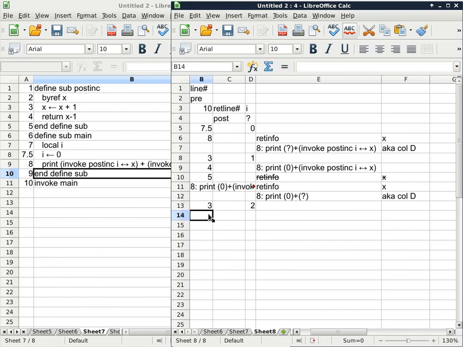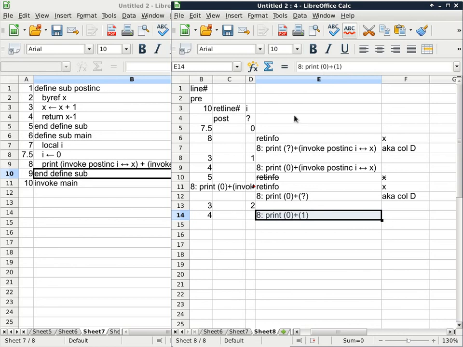So now we move on from line 3 to line 4. Line 4 is a return statement. It's saying return x minus 1. X is also known as column D. Column D now has a value of 2. But we are not returning 2, we're returning 2 minus 1, which is 1. So now we are going to copy and paste it, and change the question mark to the value that we are returning, which is 1. But we don't change 0 plus 1 to 1 because this is not the right time to evaluate the addition. We are just changing the question mark. And now we move on from line 4 to line 5, which is the end of the subroutine.